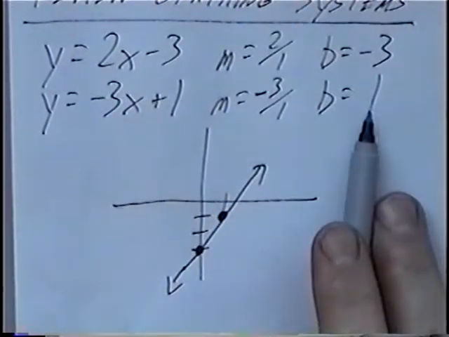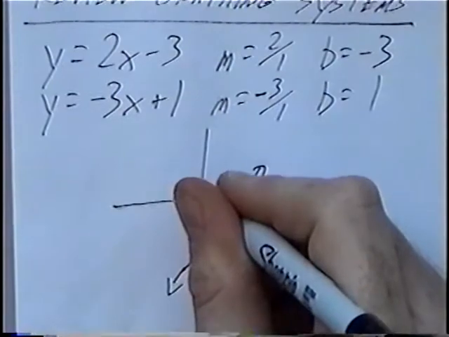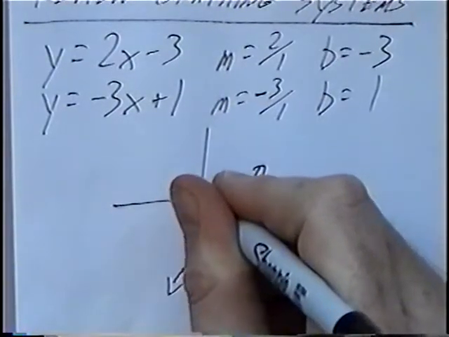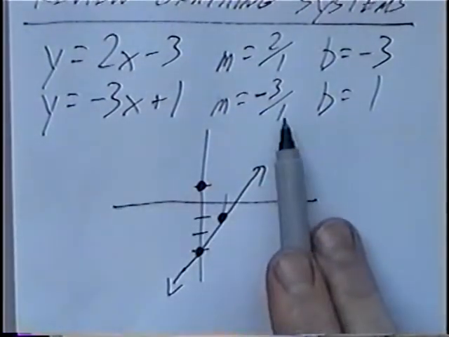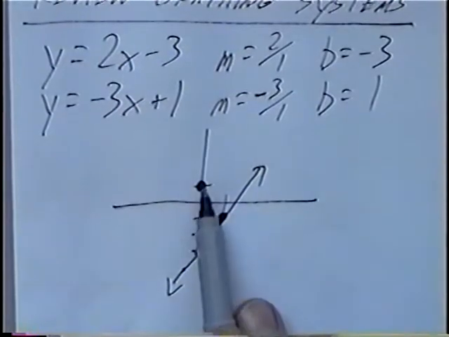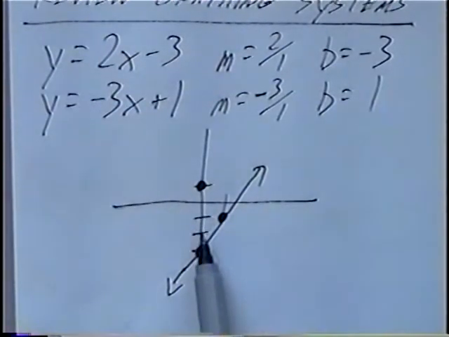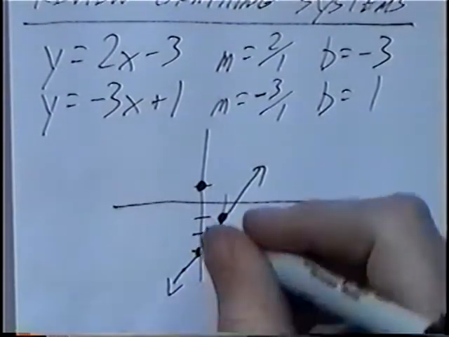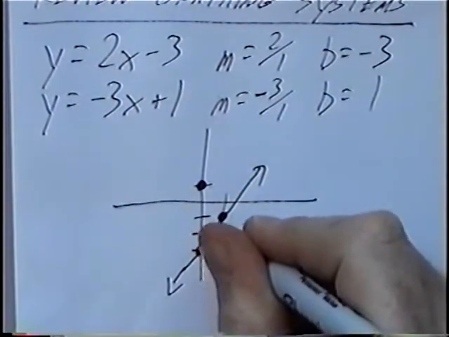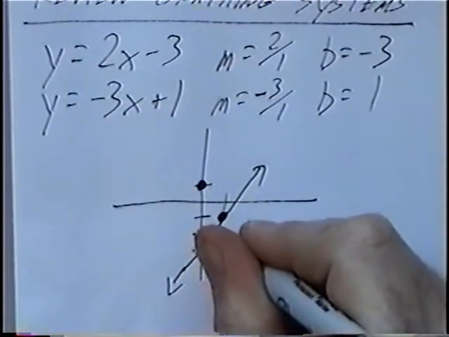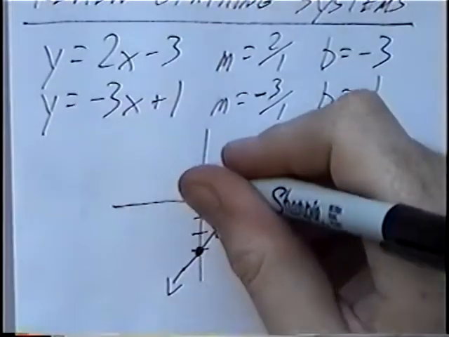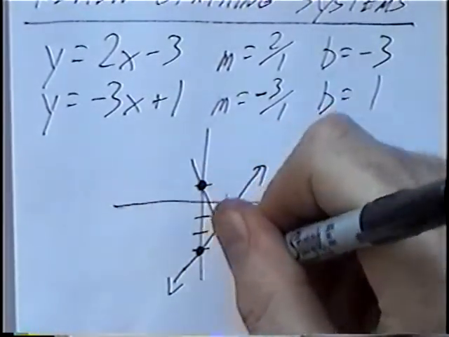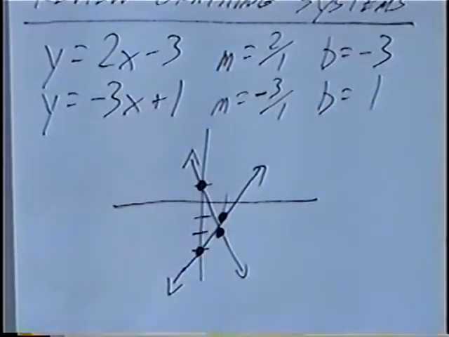Second equation, the b is 1, or y-intercept is positive 1. And the slope is negative 3 over 1. So we'll go down 3, 1, 2, 3, and to the right 1, which will be underneath the other point that we have. Connecting these 2 points, we'll get our line for the second equation.